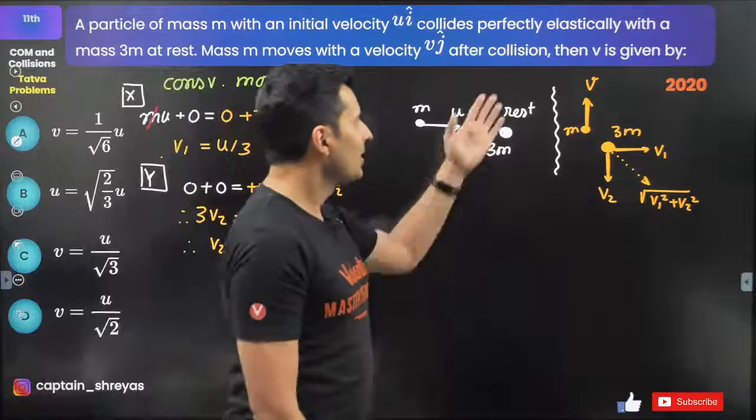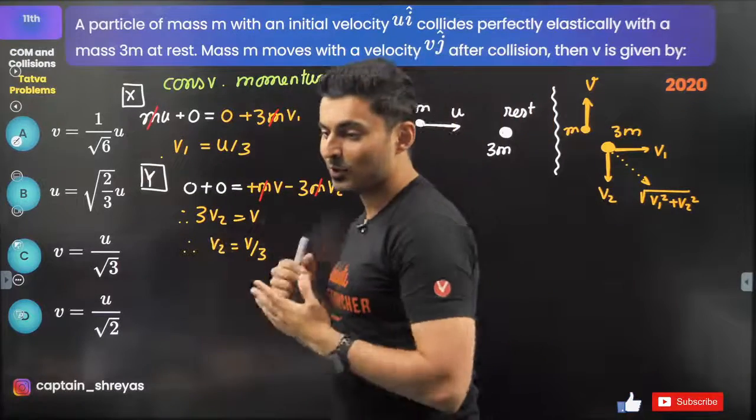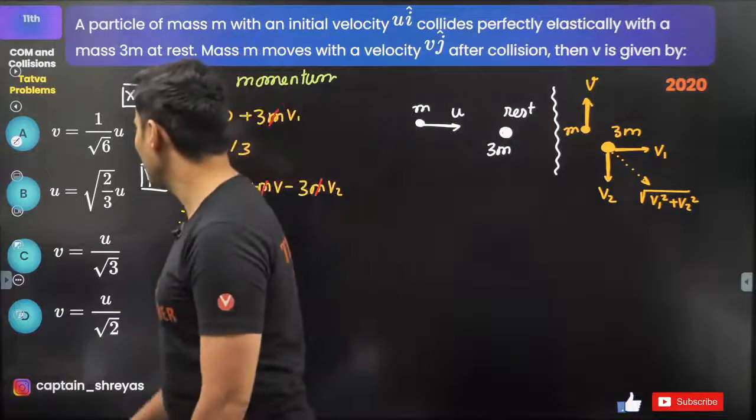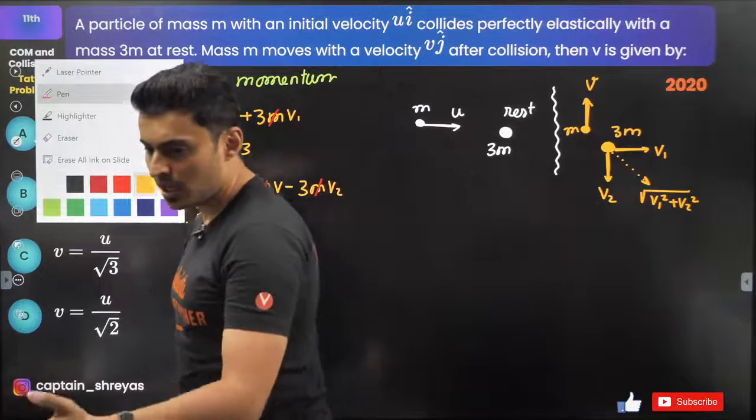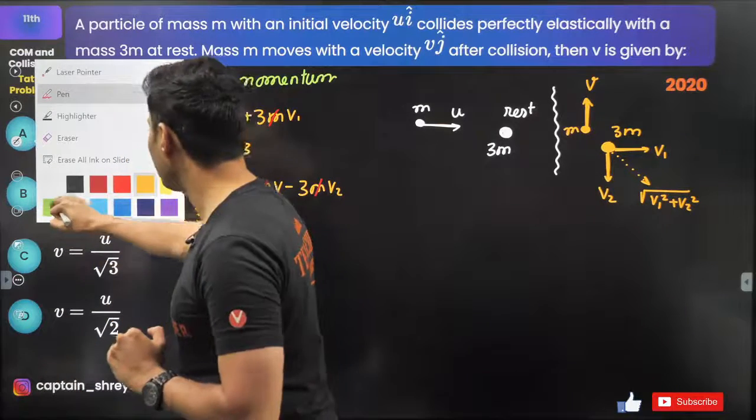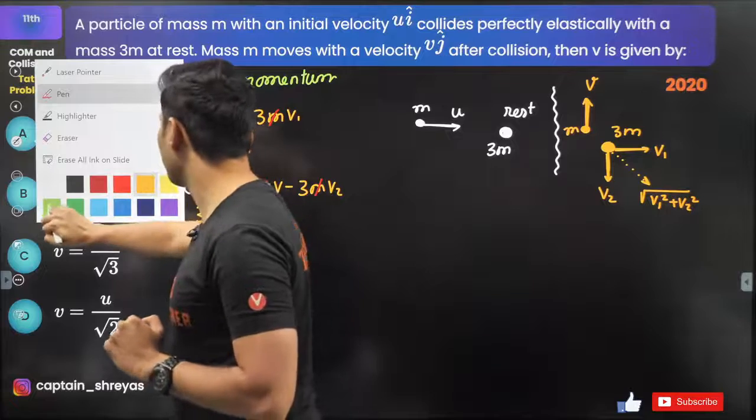What do you do now? You want to find v, guys, in terms of u. Some of you are saying option B. I don't know. Let's try to figure out. Someone is saying U by 3. Interesting. Let's try to find out now what to do next.